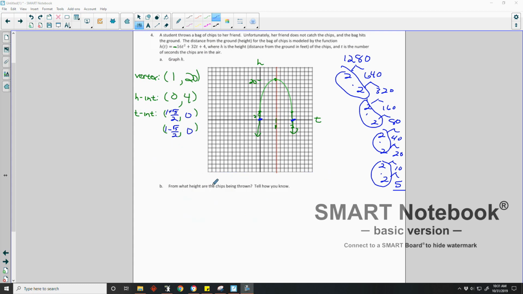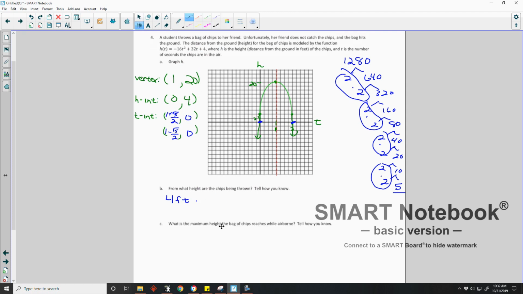Okay, B says, from what height are the chips being thrown? Well, the chips start at time 0, and the height was 4. So they're being thrown from 4 feet. Tell how you know? You know from time being 0. They're in the person's hand at time 0. If you're going to time a throw, as soon as you throw it, the timer starts. So if the timer's not starting, we're at 0 time. And when I plug 0 into this function, I get the constant 4. So it's 4 feet.